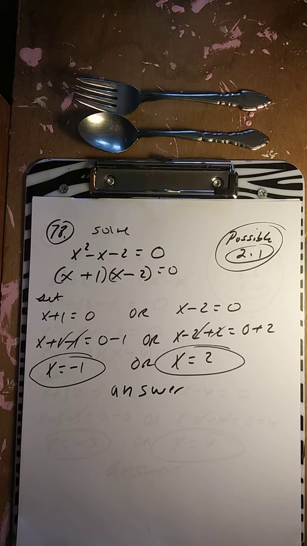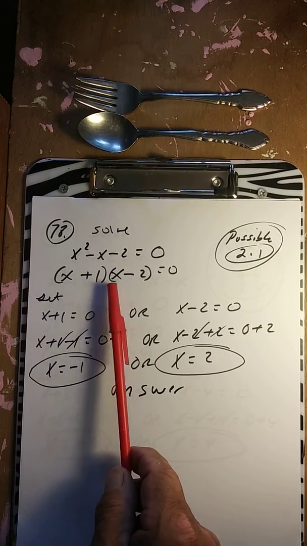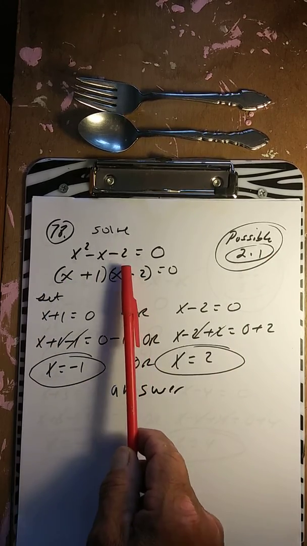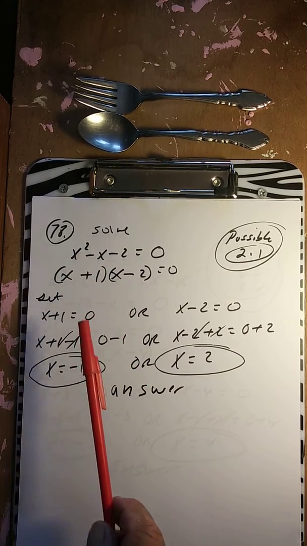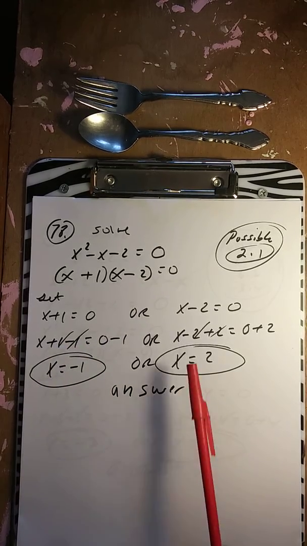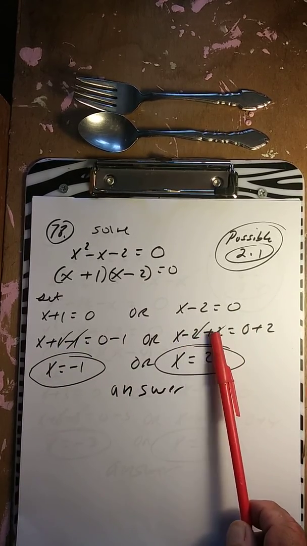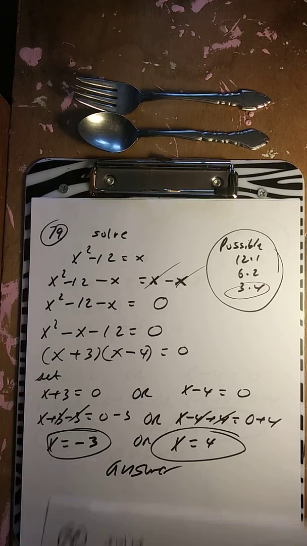x squared minus x minus 2 equals 0. So 2 times 1, that's it. So x plus 1, x minus 2, is that right? Let's see, that turns out to be negative 2. 1 minus 2 is negative 1. x and x is x squared, so that matches. x plus 1 is 0, minus 1, minus 1, so x is negative 1. x minus 2 equals 0, plus 2, so x equals 2. So negative 1 and 2, the answer.